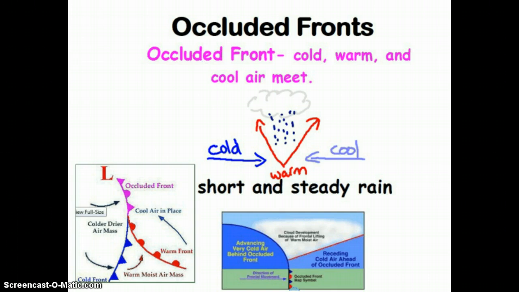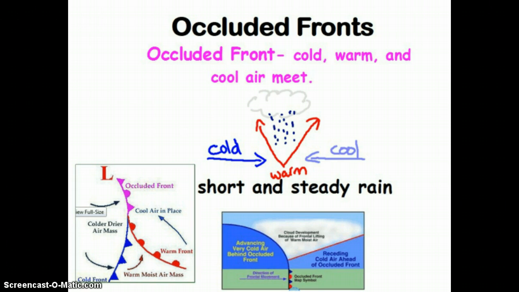Occluded fronts form when an air mass gets caught between two cold air masses. The warm air mass rises as the cool air masses push and meet in the middle. The temperature drops as the warm air mass is occluded, or cut off from the ground and pushed upward. It can bring strong winds and heavy precipitation.